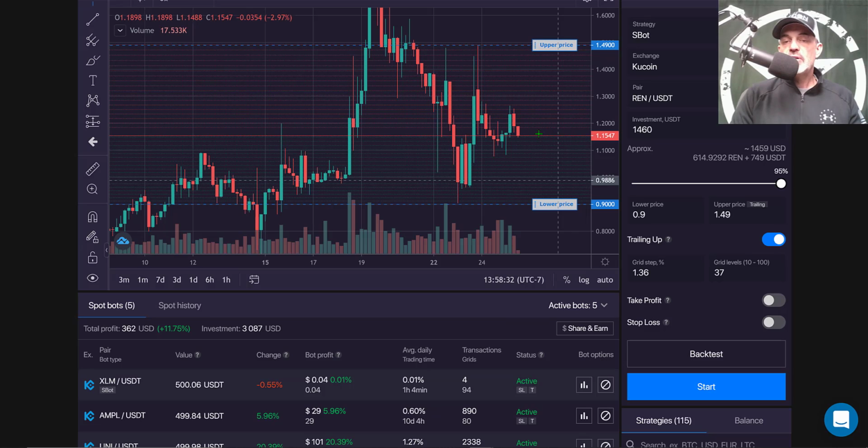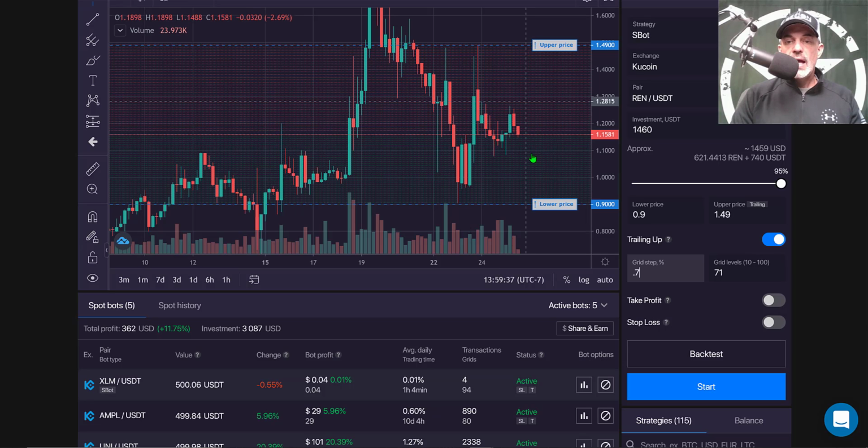And I need to determine how much spacing between each one of these grids I want. Now, I typically go somewhere between 0.49% to 0.90%. And remember, these are my guidelines, not necessarily rules. So let's see what grid spacing of 0.7 would look like. And that tightens up the grid fairly well. And so let's give it a back test.